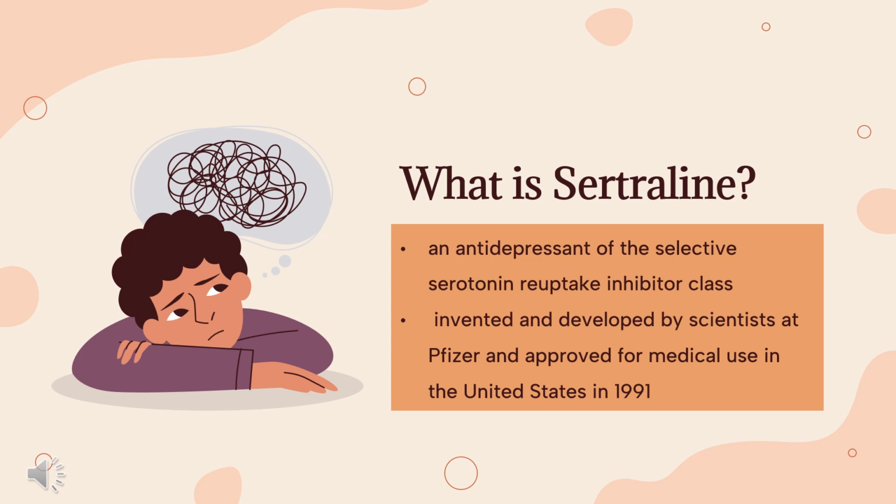in 1991. It is on the World Health Organization's list of medicines. It is available as a generic medication. In 2016, sertraline was the most commonly prescribed psychotropic medication in the United States, and in 2020, it was the 12th most commonly prescribed medication overall in the United States, with over 38 million prescriptions.